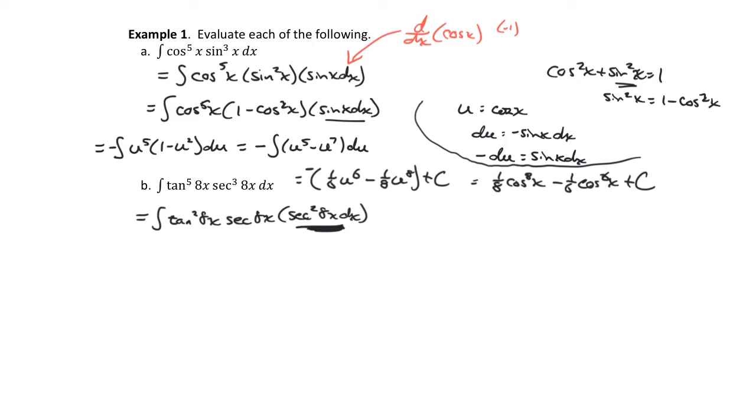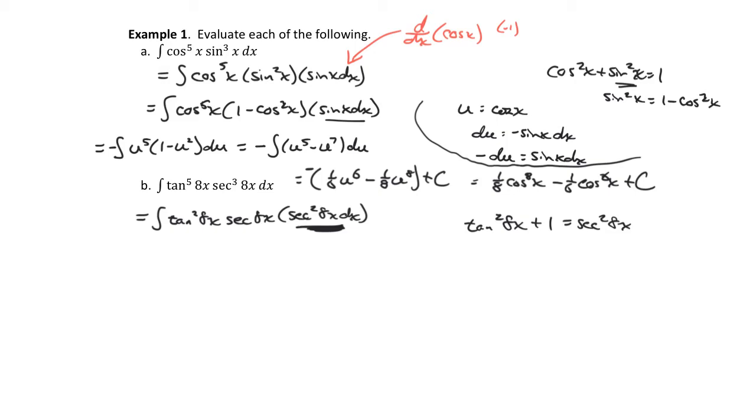So what that means is that everything that's left in the integrand, the tangent to the 4th of 8x, has to be written in terms of the tangent. Well, that's already done. The secant of 8x has to be written in terms of the tangent. Now I'm going to pull out the identity. I know that the tangent squared of 8x plus 1 is equal to the secant squared of 8x.